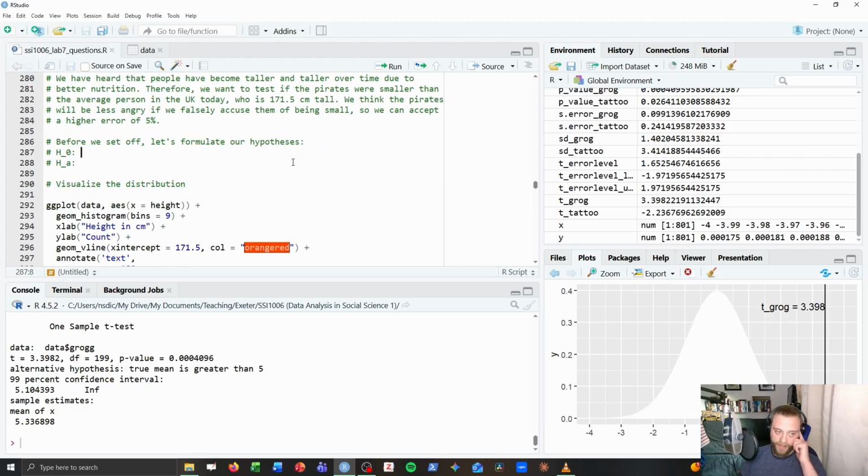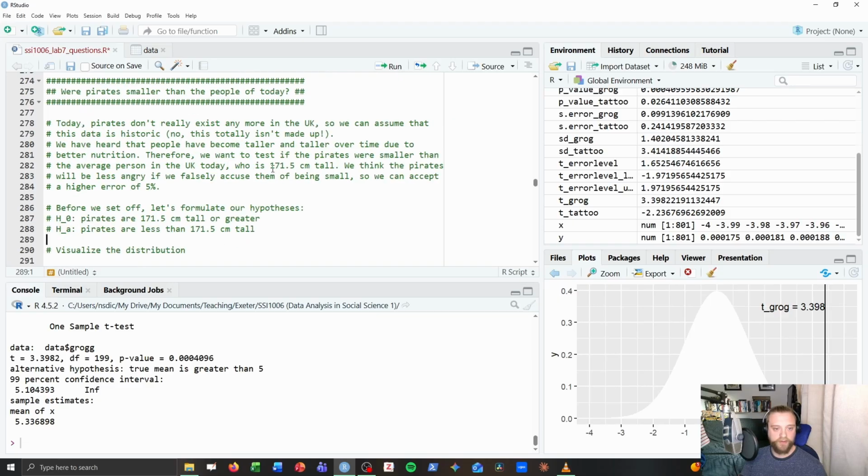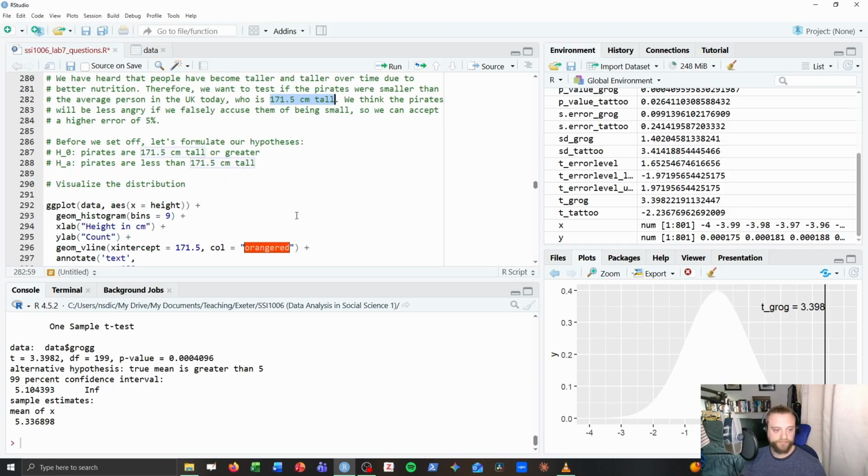So if we did want to formulate our hypotheses here formally, our H0 would be pirates are 171.5 centimeters tall or greater, and H1, pirates are less than 171.5 centimeters tall. So this being the current population average in the UK today.